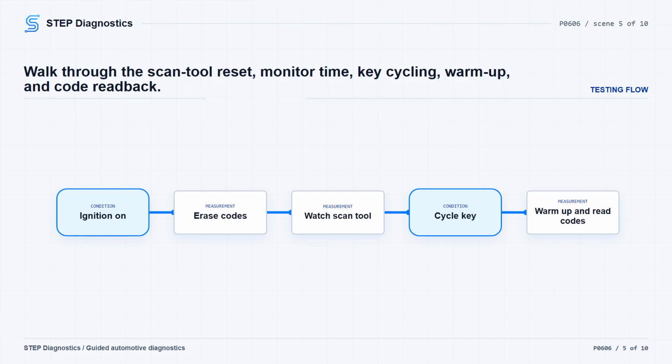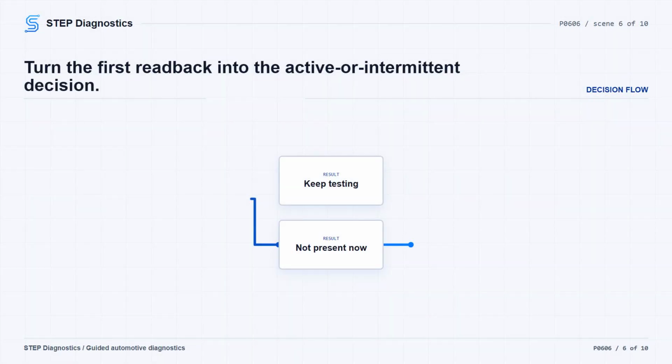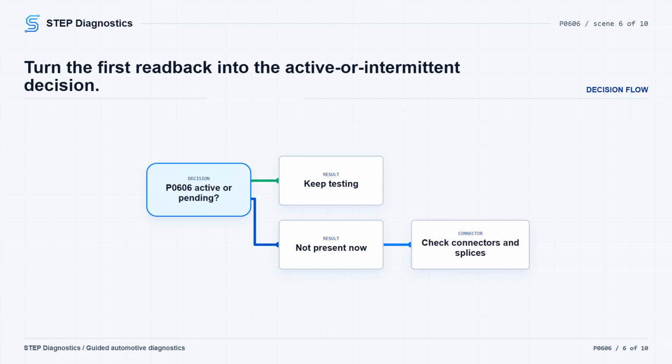The question here is simple. Did P0606 come back as active or pending? If it did, continue the diagnostic path. If it did not, the original condition is not present right now. At that point, treat it as an intermittent concern and inspect the related splices and connectors for water intrusion, corrosion, pushed out or bent terminals, and correct pin tension.